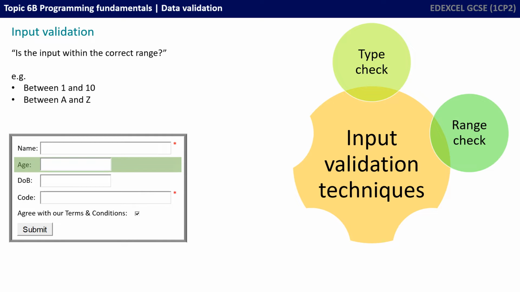A range check. Was the data entered in the correct range? For example, if a quantity is to be entered, then the minimum value must be 1. There is often an upper range too, so perhaps the input must be restricted to between 1 and 10.